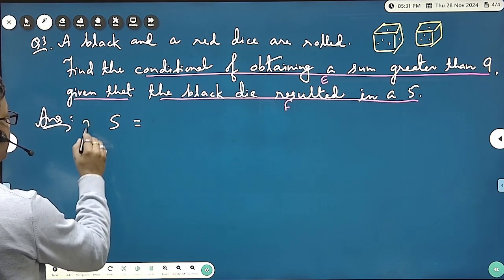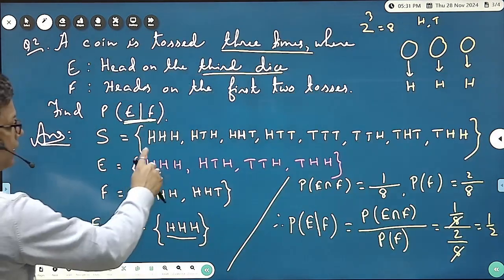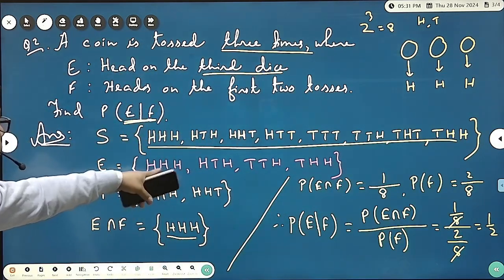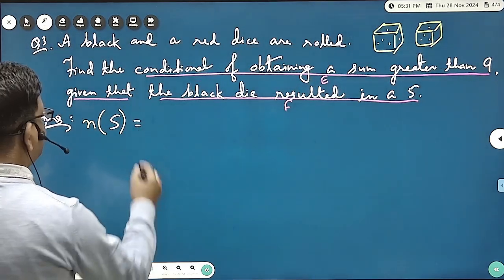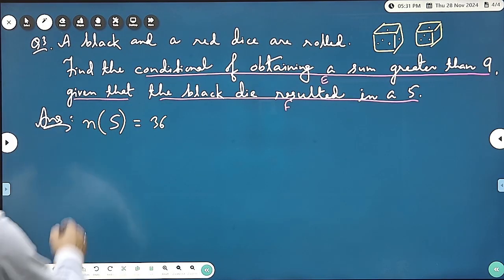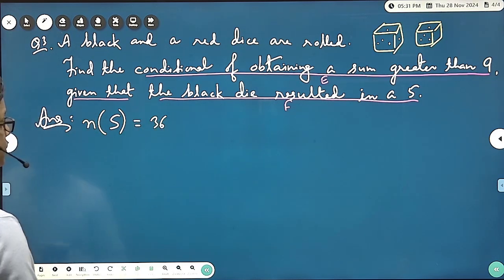36. So we can write n of S equals 36. In the last question there were only 8, so I could list them, and it also helped me to get E and F. But since 36 outcomes are there, I preferred not writing all of them. But this is not P of S. This is not probability. It is just the number of outcomes in the sample space, total outcomes.